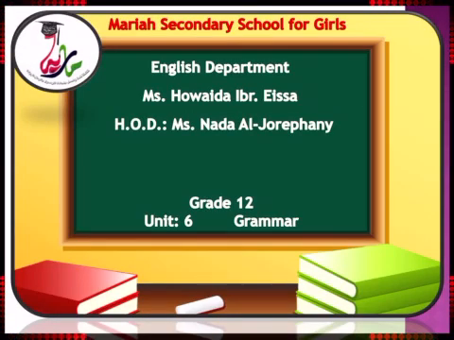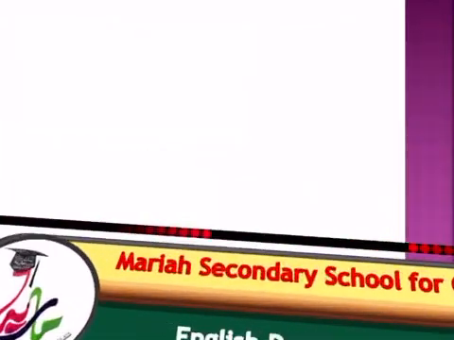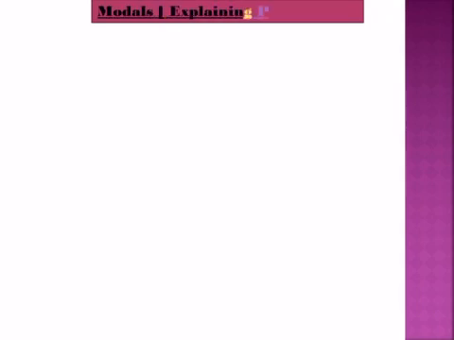Today we are going to explain the grammar of Unit 6, but please watch the video till the end because we have 2 grammatical rules. Number 1, we are going to explain modals of possibility.